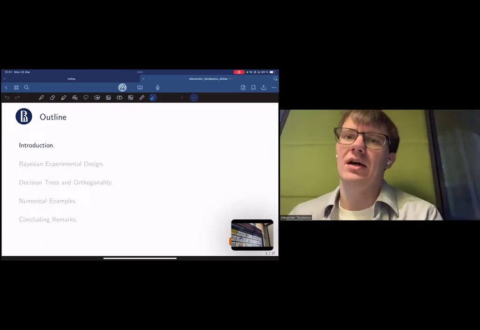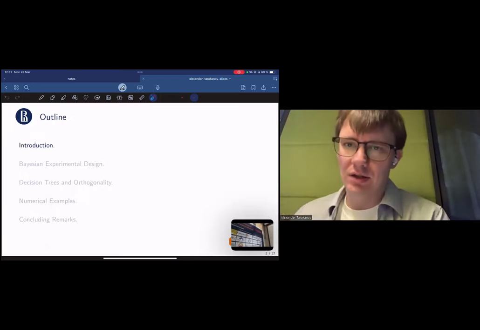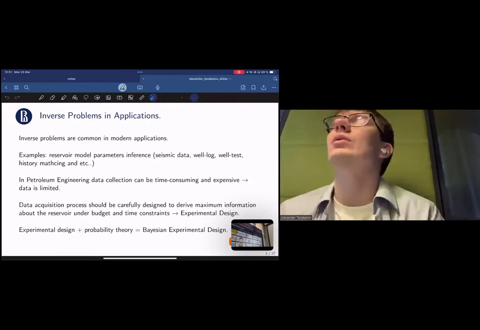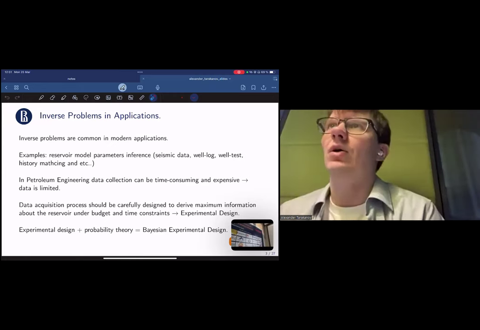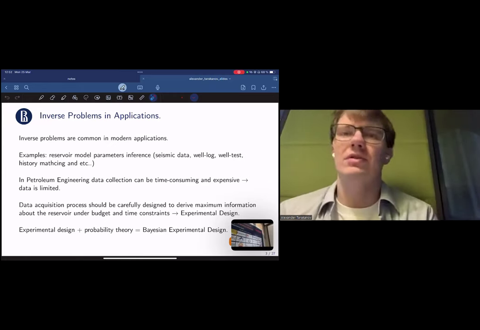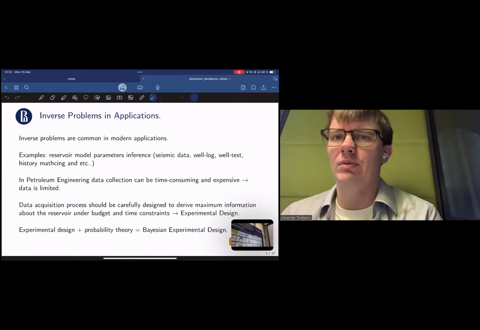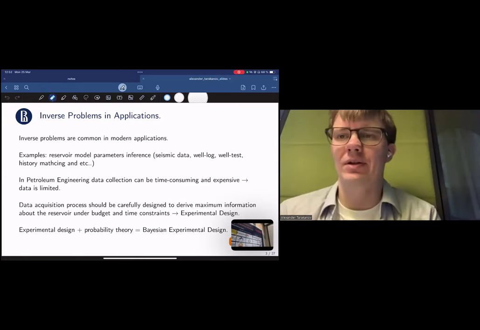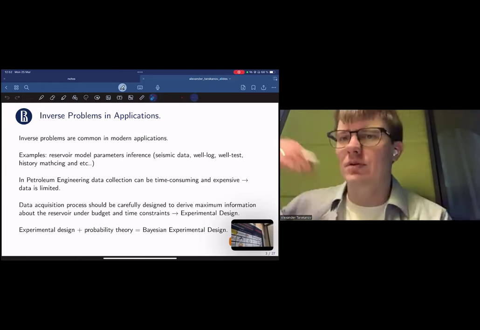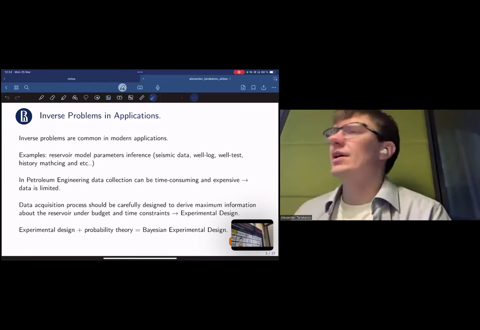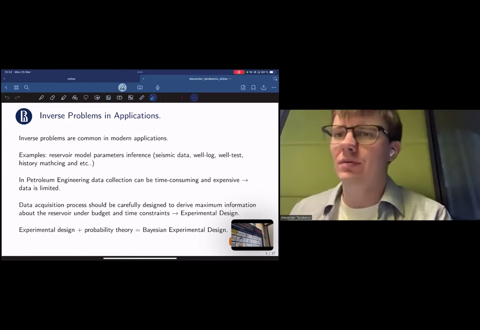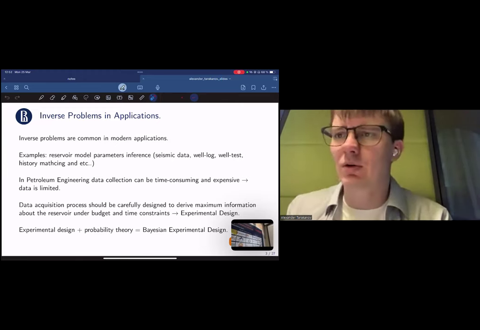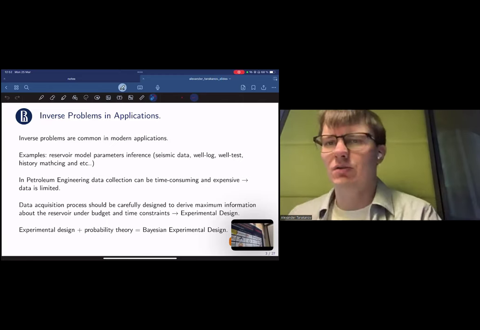So this is the outline of the presentation. We will start with a brief introduction to the problem. In engineering, we are very interested in solving inverse problems. Typically we have some data and some model parameters, and most of the time we are trying to infer the value of these model parameters from the data that we have. This data could be seismic, well log, well test, history matching, whatever.